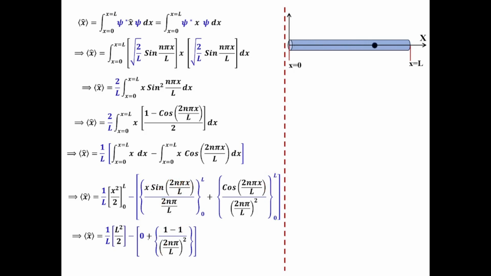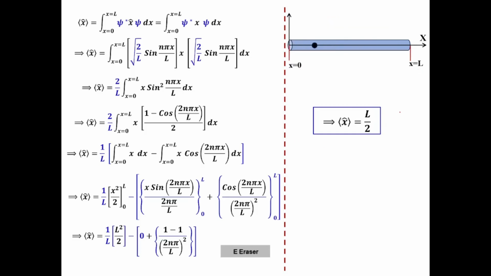Likewise, these two terms will be 0, and here L and L got cancelled. Finally we find the expectation value for this quantum system, the one dimensional box, where the particle moves along the x-axis as shown in the figure, in the length L from 0 to L. And here we found the expectation value equal to L by 2.